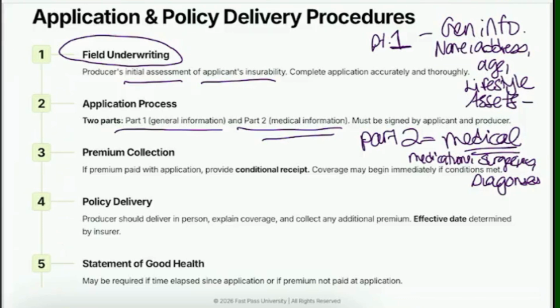Then the next step is collecting the premium. If the premium is paid with the application, you must provide a conditional receipt. Coverage may begin immediately if conditions are met. Now, that's going to vary based on what type of policy you have. I'm going to erase this part 1 and part 2, so make sure you got that.